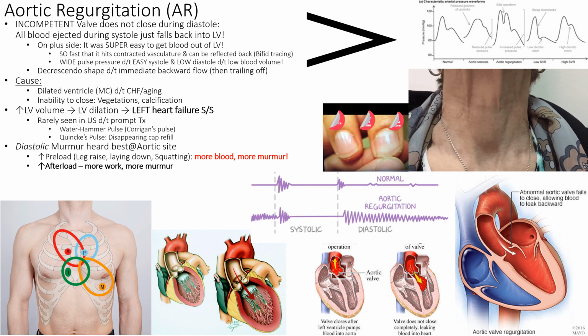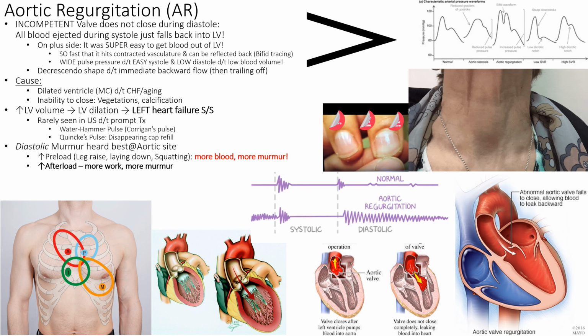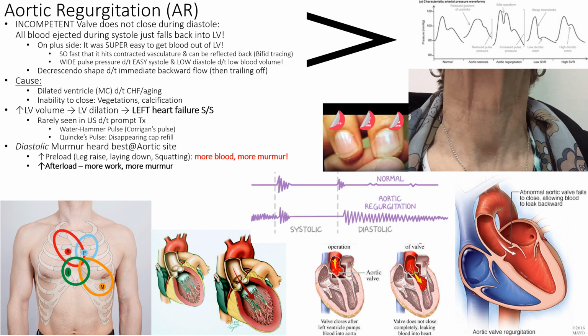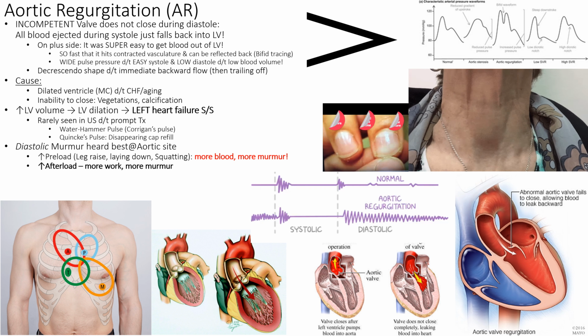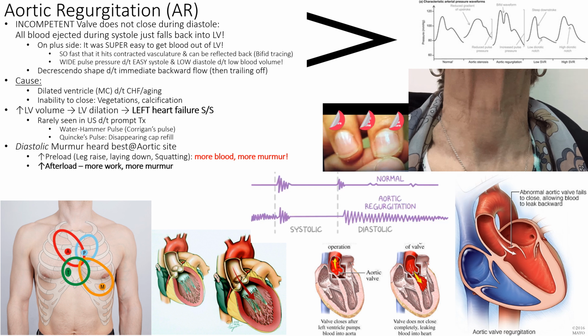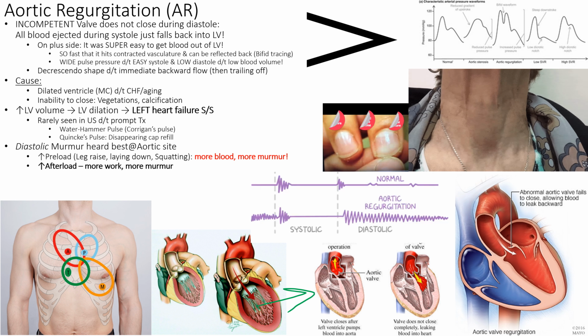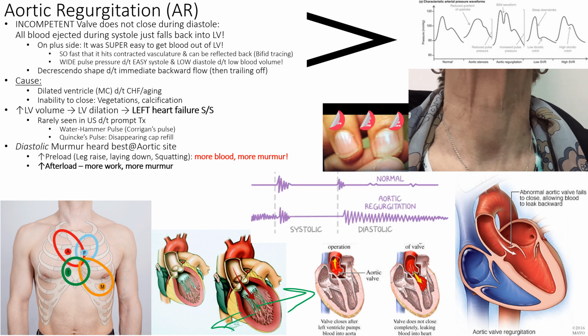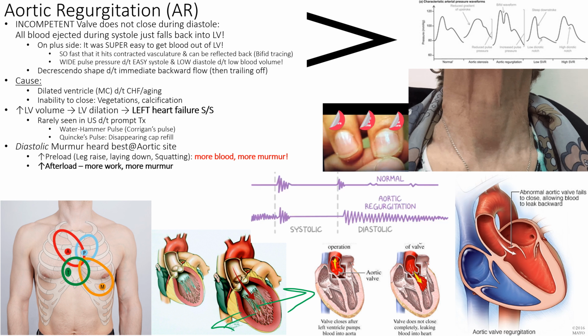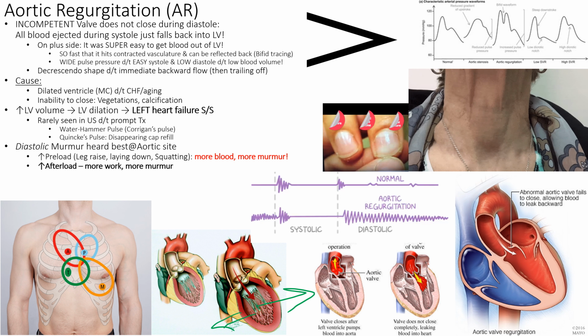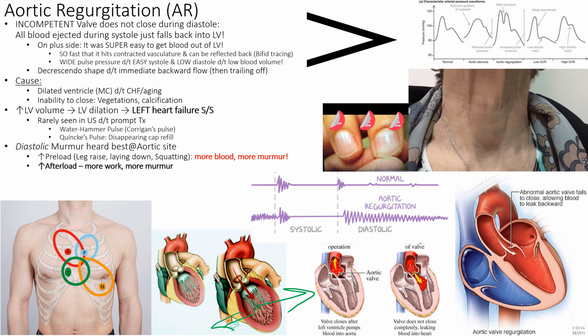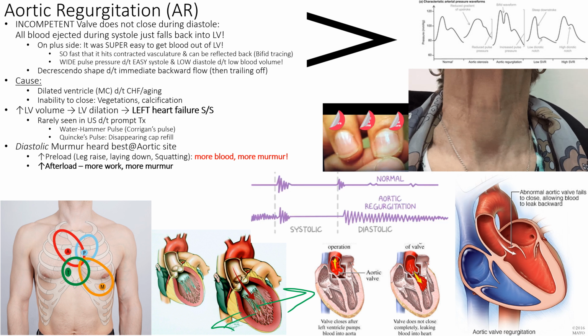All right, so our last valve is aortic regurg. Our valve is incompetent. It is not closing. Our aortic valve is not closing. Why is it happening? Maybe we have a dilated left ventricle, right? They have long-standing anything that causes heart failure with reduced ejection fraction. They have their old age, or they were hypertrophied and now they're dilated.